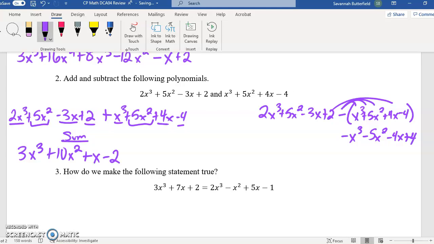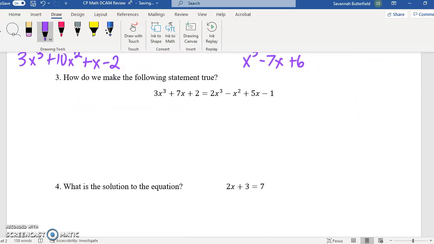So 2x cubed minus x cubed is going to get us x cubed. 5x squared minus 5x squared simply cancels out. Negative 3x and negative 4x combine to be negative 7x, and then 2 plus 4 is 6.